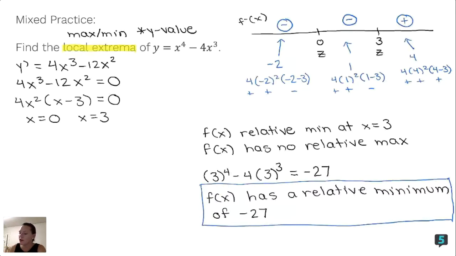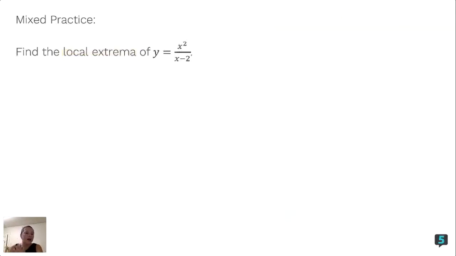No? Okay, let's try another one. All right, we are finally getting away from polynomials. This time I want us to find the local extrema for y equals x squared over x minus 2. Now, the very first thing I have to do is find that derivative and set it equal to 0. I also, in this case, have to figure out when my derivative does not exist. So first thing we're going to do is actually find what that derivative is.